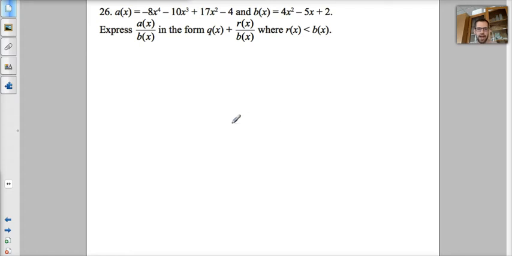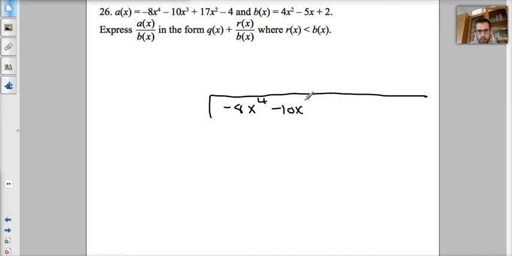All right, now it's asking me to express a of x divided by b of x in this form with a remainder. All right, so let's see. A of x divided by b of x. Okay, I've got to do division. So I've got negative 8x to the 4th minus 10x to the 3rd plus 17x squared minus 4 divided by 4x squared minus 5x plus 2. Just going to make sure I have a 2, a 1, a 0. Good. 4, 3, 2. I'm missing an x term here. So I'm going to rewrite this as plus 0x minus 4. Now I have everything I need.